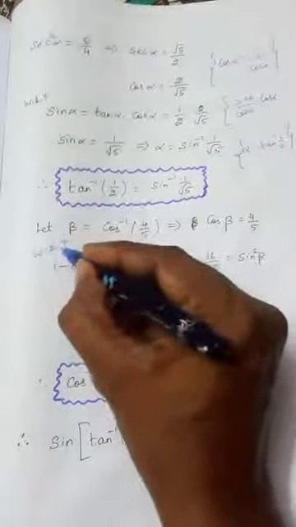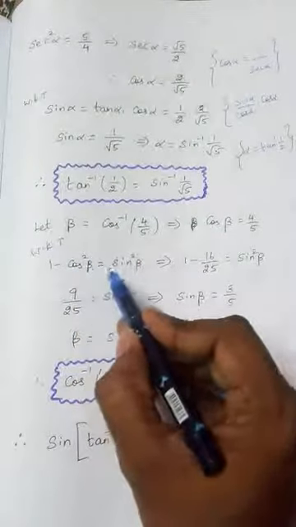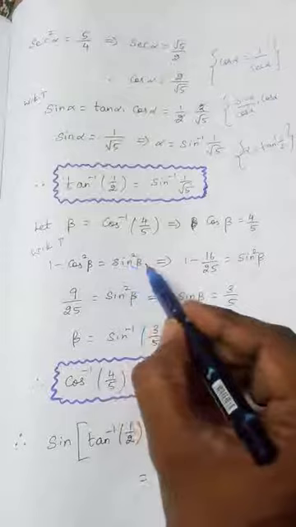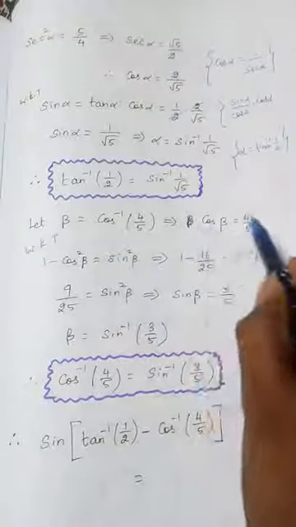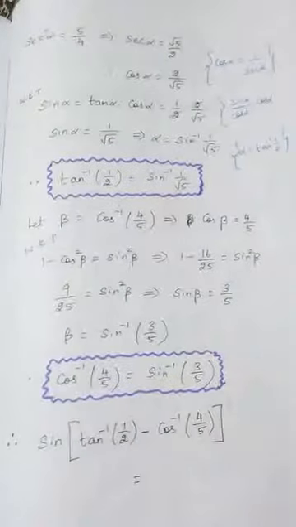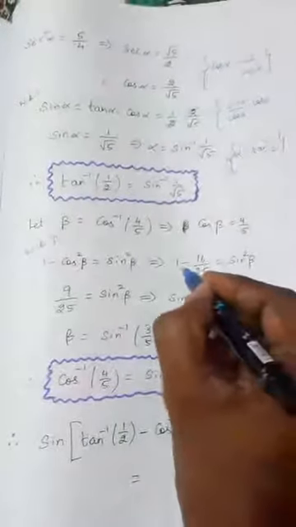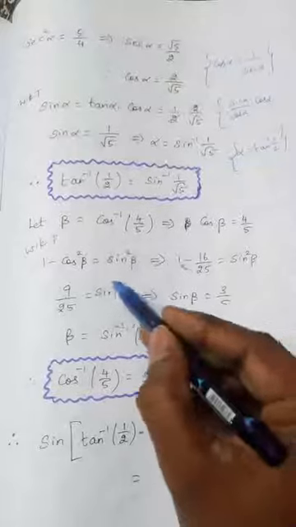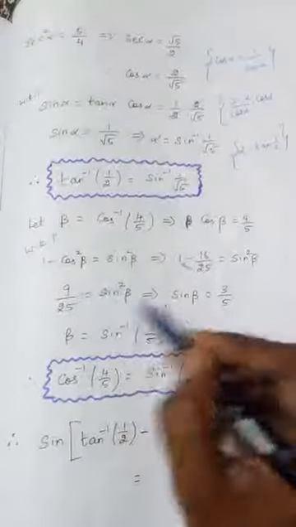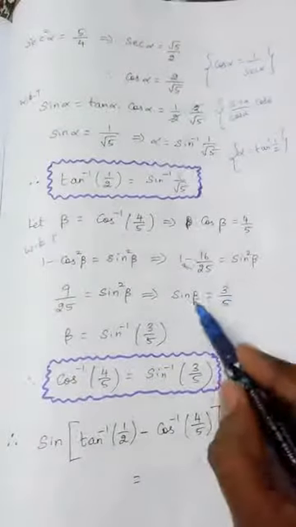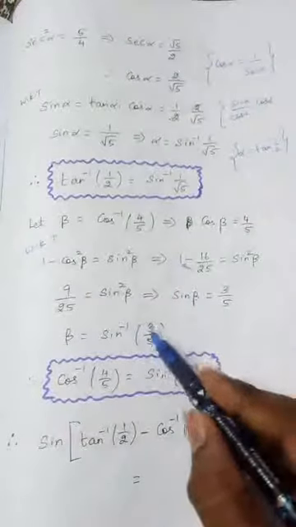So we know that 1 minus cos square beta is equal to sin square beta. This is the formula in trigonometry. Cos beta we know is 4 by 5. So 1 minus cos square beta means squaring this, we get 1 minus 16 by 25 equal to sin square beta. Simplifying again, 25 minus 16, 9 by 25 equal to sin square beta. Square goes to this side, square root 9 is 3, root 25 is 5, right? So sin beta we got as 3 by 5. So beta is equal to sin inverse of 3 by 5.